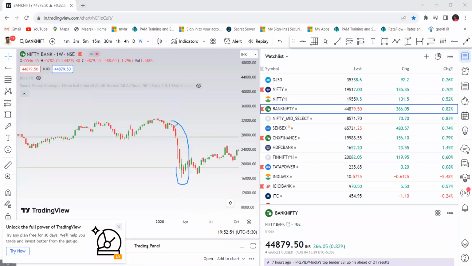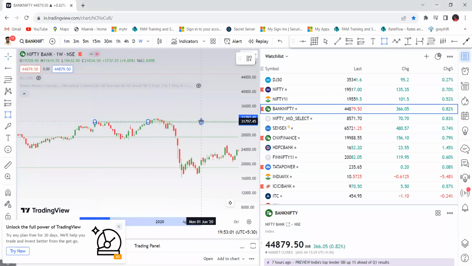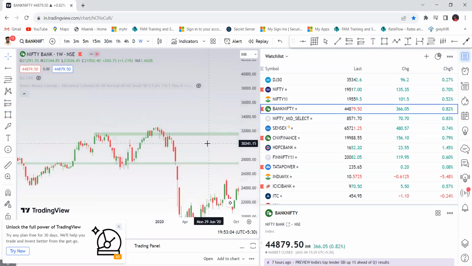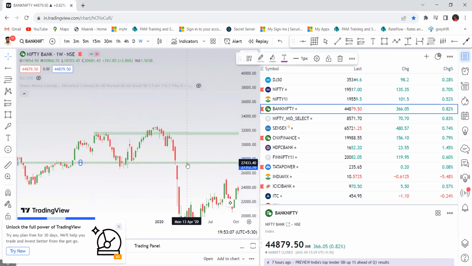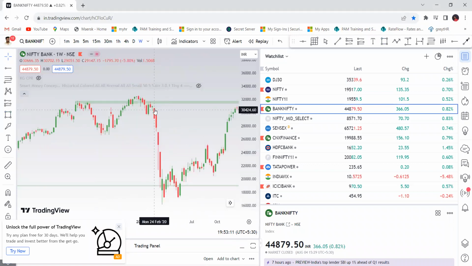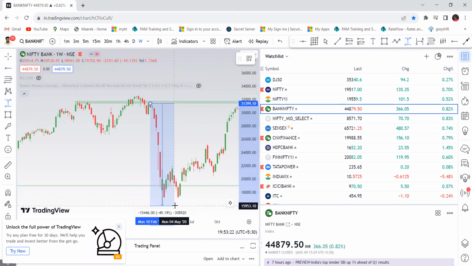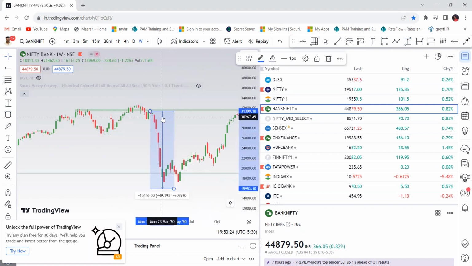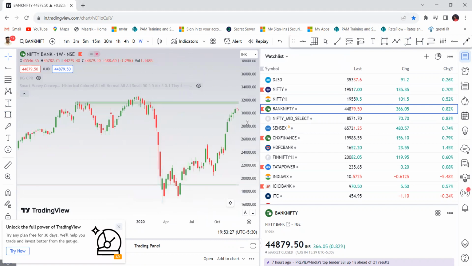See, from here, price has fallen like this. I think it's the COVID fall, I guess. So COVID coronavirus fall. See, from here, it has fallen like anything. It has fallen 50% from here. So that's the power of this candlestick pattern.